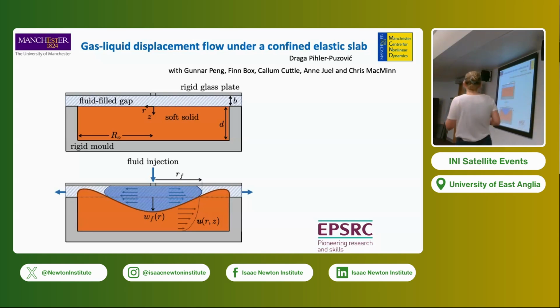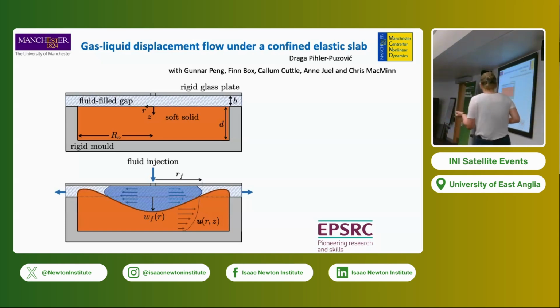So this is really the problem that I want to talk about. Here we have a displacement flow in a very narrow gap that's filled with fluid in between a rigid glass plate and a soft elastic slab that's contained within the mold. We're creating a displacement flow by injecting fluid, which can be the same one as already occupying the cell, or a different kind of fluid. So in principle, here you have up to 3 phases.